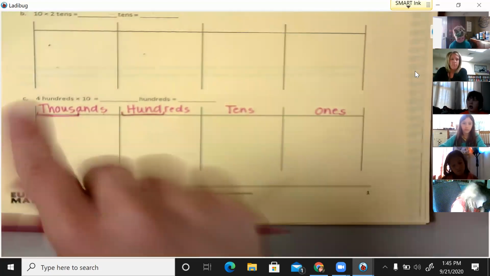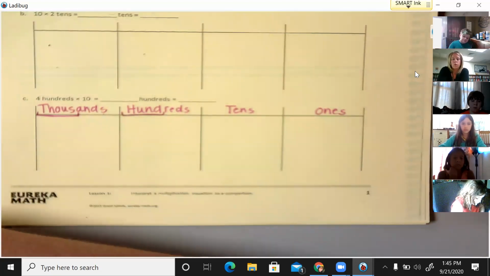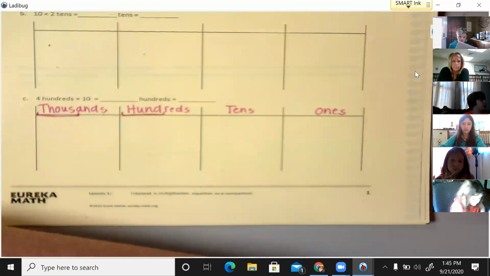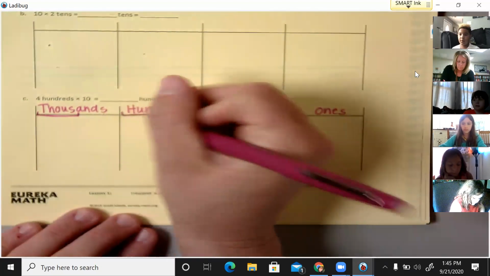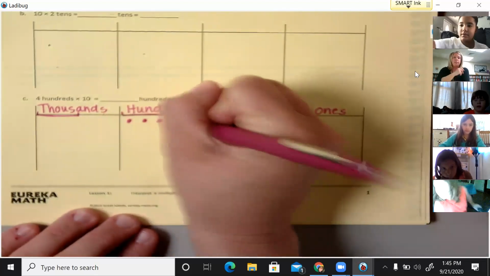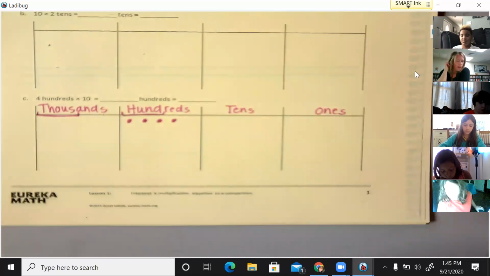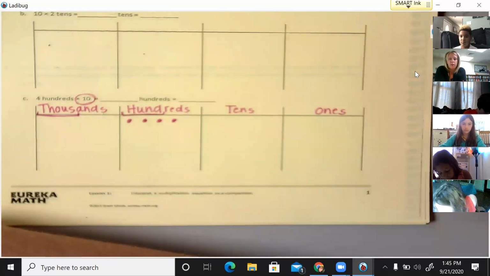Okay, so this is the information that they've given you. So which of these columns are we going to start in, Trace? Where are we going to start drawing? The hundreds. How many hundreds, honey? 4. Very good. So we're going to do 1, 2, 3, 4. That's the information that they've given us. Now this tells us that we need to make it 10 times bigger.